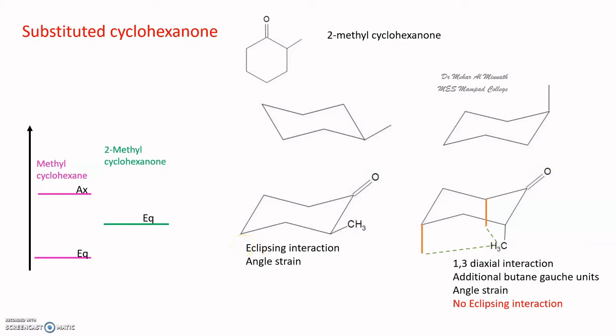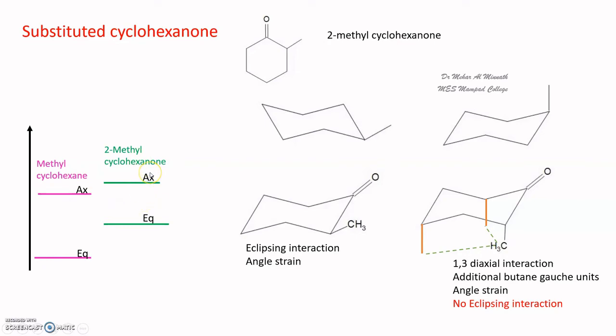And for the axial form of 2-methyl cyclohexanone, the energy gap between it and the axial form of methyl cyclohexane is less. You can see here, the additional destabilizing factor is the angle strain. And also, the energy gap between the axial and equatorial forms of 2-methyl cyclohexanone is less when compared to the energy gap between the axial and equatorial forms of methyl cyclohexane. You can see the energy gap difference.